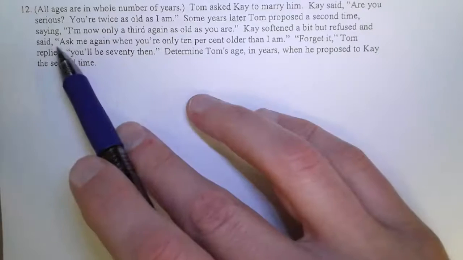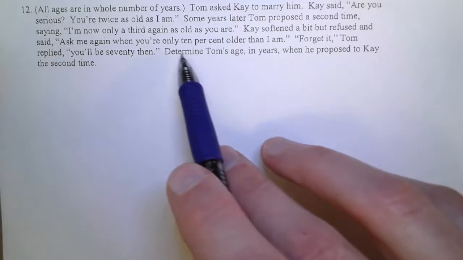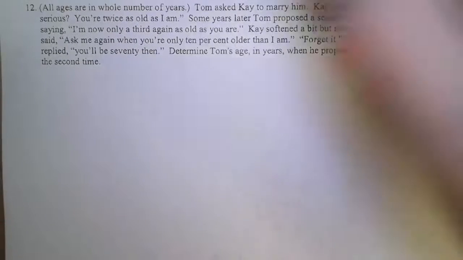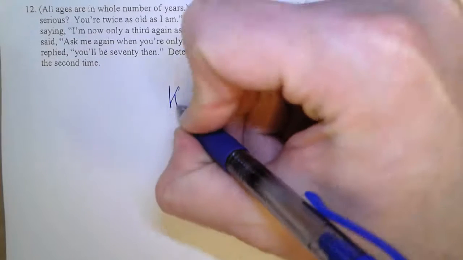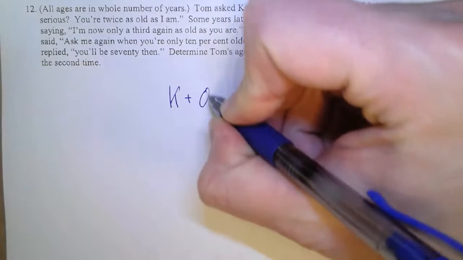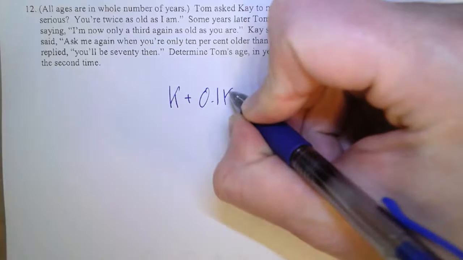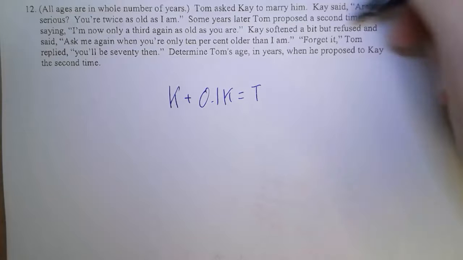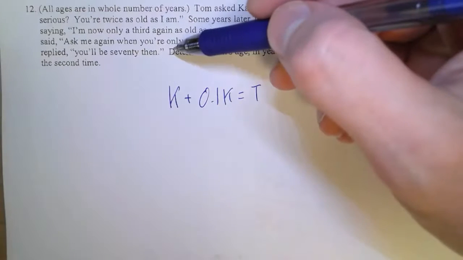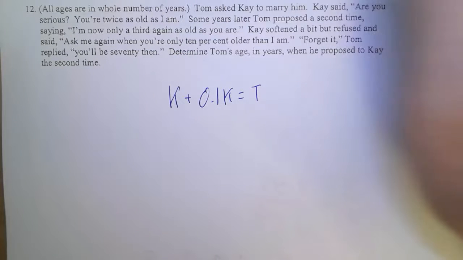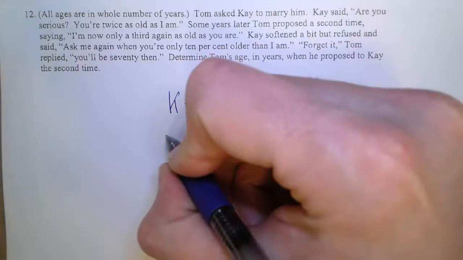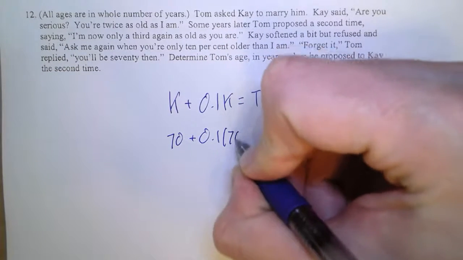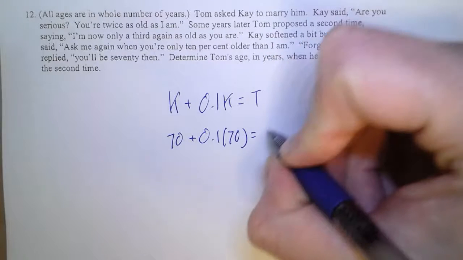K says, ask me when you're only 10% older than I am. And so what that's saying is, whatever K's age is, plus 10% of K's age, will equal Tom's age sometime in the future. Now, Tom says, forget it, because you'll be 70 then. So that tells us that we know what K's age is, and from that, we can figure out what Tom's age is.